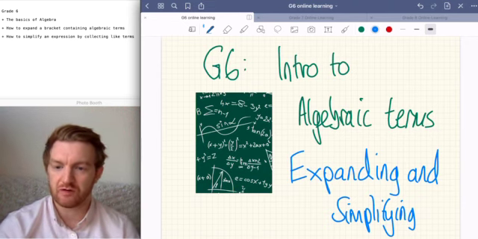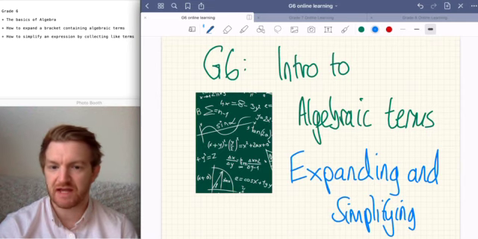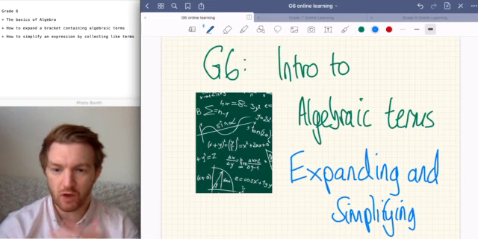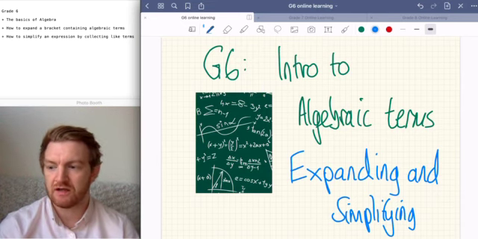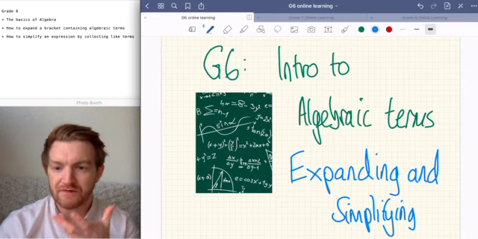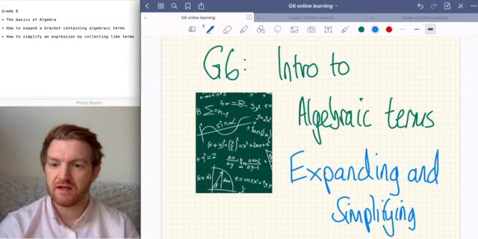So I'm going to talk a little bit about the basics, the names for different things, so when I say different words and terminology, you know what I mean. And then today we're going to look at some expanding and simplifying, which are two of the very foundational skills of algebra that we're going to practice today. And there's lots of different examples, so let's get started.